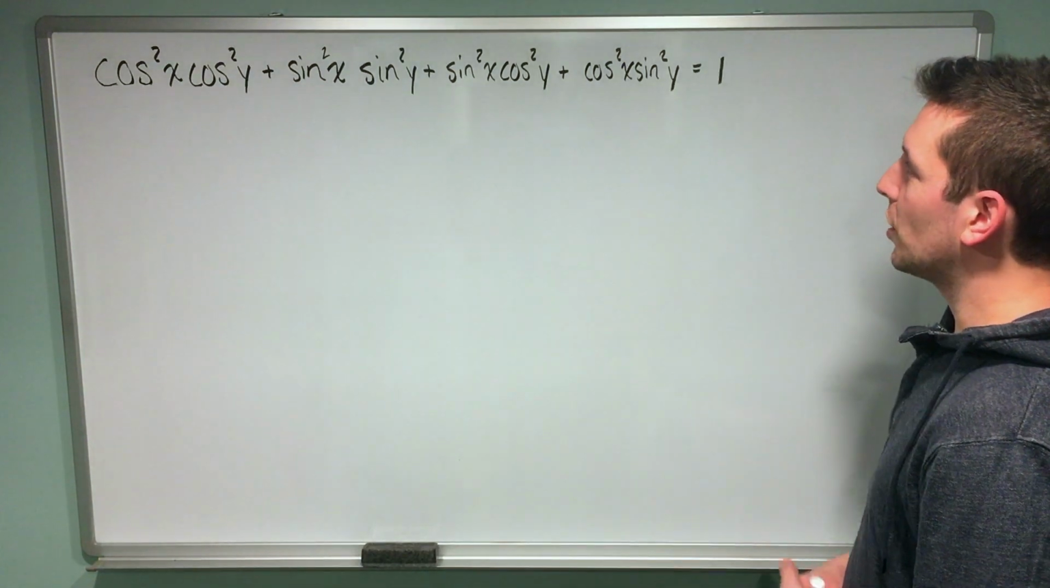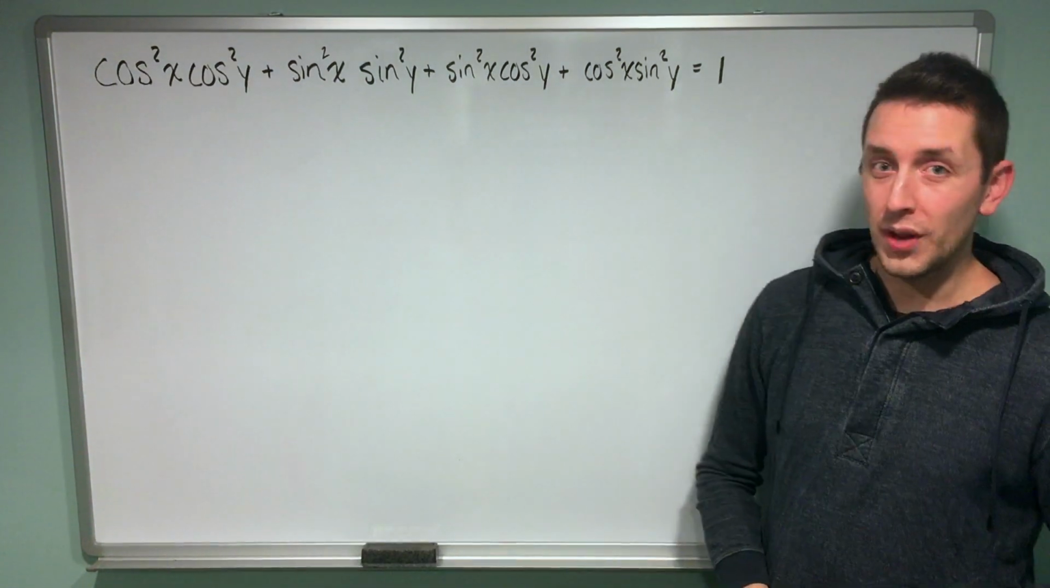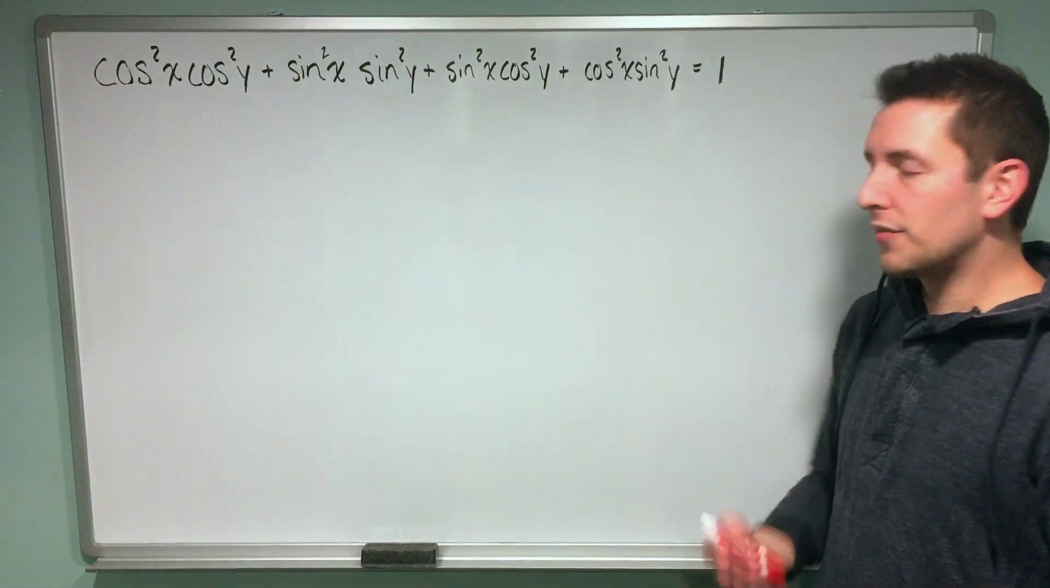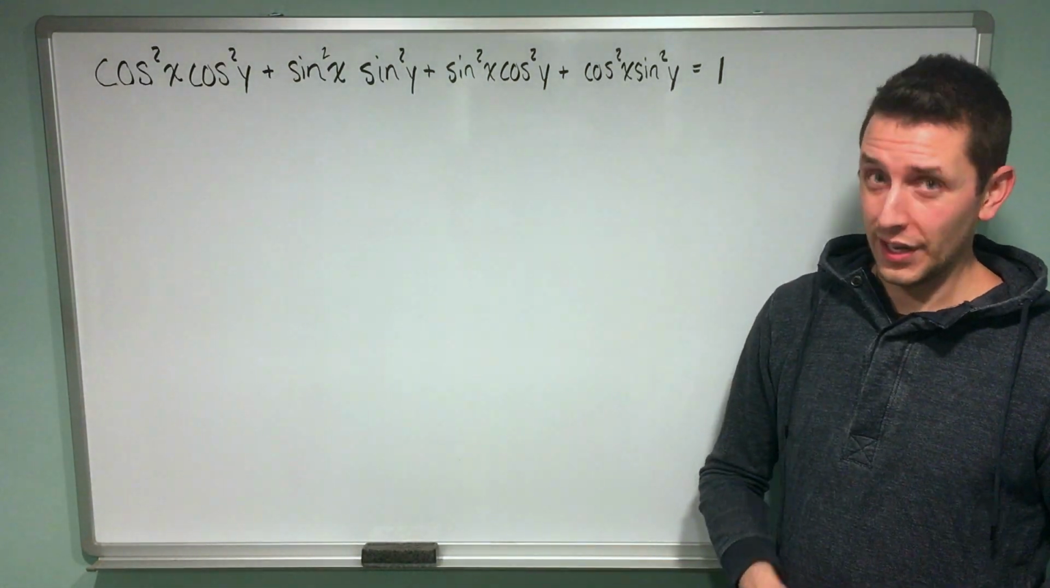In this particular example, I want to show you how to prove that the left side equals the right side for this monster, which looks really bad at first, but is actually not that bad, as long as you have an understanding of common factoring and the Pythagorean identity.